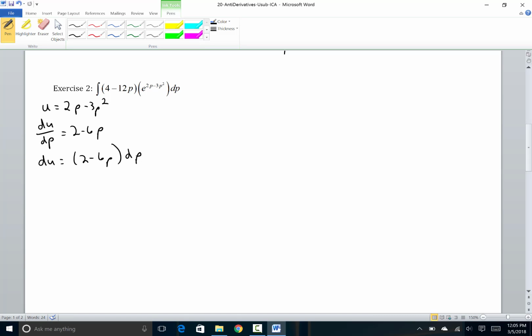And then compare. So let's go ahead and do part of that substitution. I've got that exponential, and I've got e to the u. So now I need to deal with the dp and the 4 minus 12p. So on my du line, I've got 2 minus 6p. So there's a couple of choices. You can factor out the 2 at the beginning, or we can multiply by 2 here. It doesn't make any difference. It's just a coefficient.